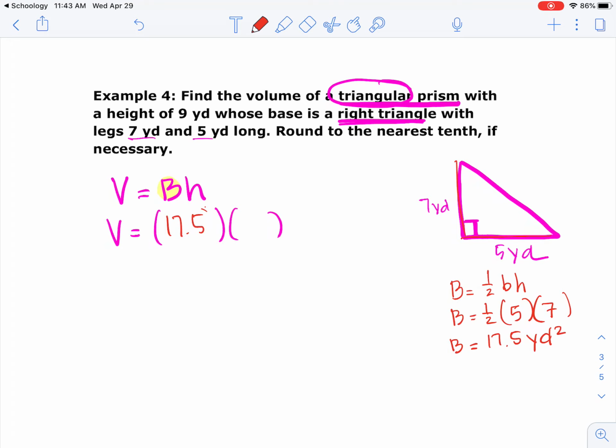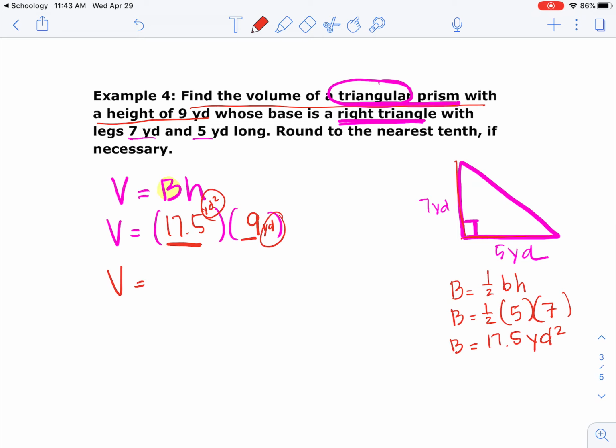All right, and if you think about it, I'm going to put yards squared in here. You don't need to, but I want you to see why it's yards cubed for it to make sense. All right, the height of the prism, did they give that to me? So let me reread here. Find the volume of a triangular prism with a height of 9 yards. So they did tell me it was 9 yards. Once again, you don't need this or this, but it's going to make sense why it's yards cubed now.